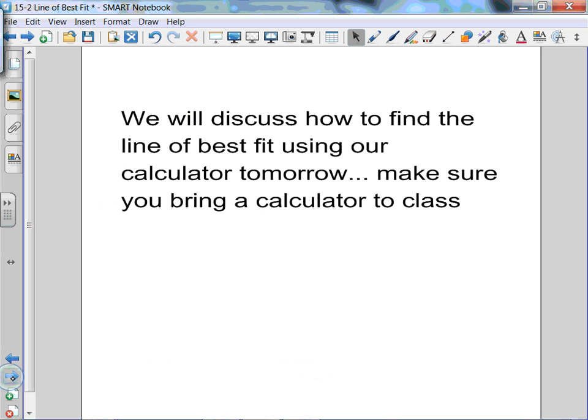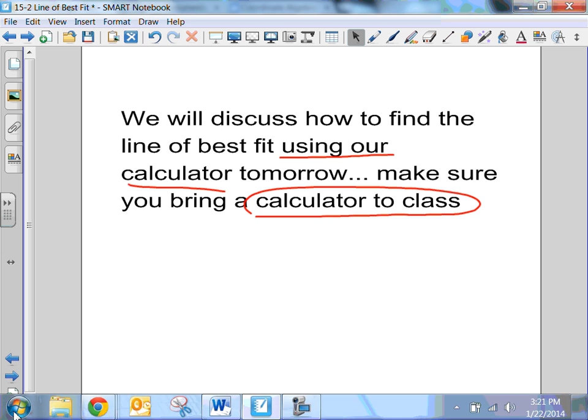The last thing here is that we'll discuss how to find a line of best fit using a calculator in class tomorrow. Make sure you bring a calculator to class tomorrow if you have it somewhere. But that's your lesson for today. That's what lines of best fit are.